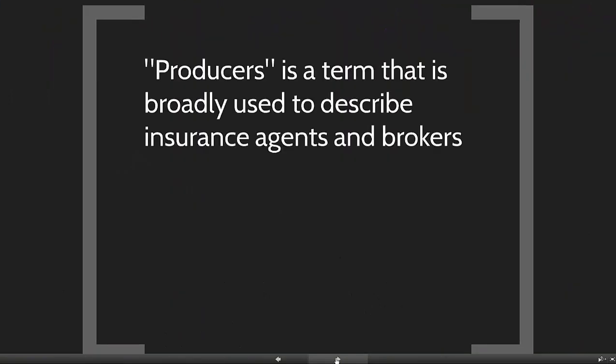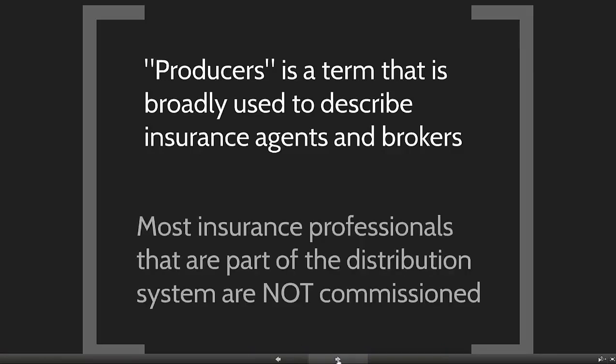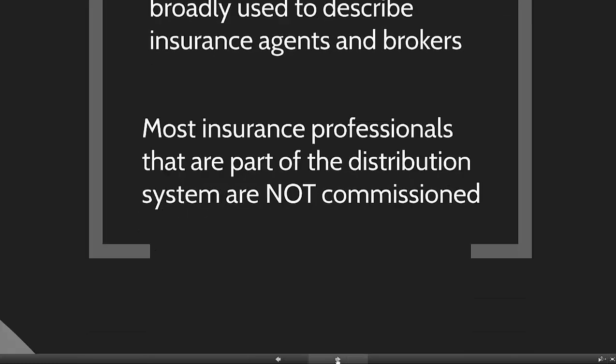The term producers is a term that's broadly used to describe all insurance agents and brokers. And I want to dispel a myth that most people assume that insurance agents or even insurance brokers are commissioned salespeople who the more they sell, the more money they make. But the reality is that most insurance professionals that are part of the distribution system are not commissioned. They're salaried. They may be bonused based on their performance, but again, most are not actually commissioned.